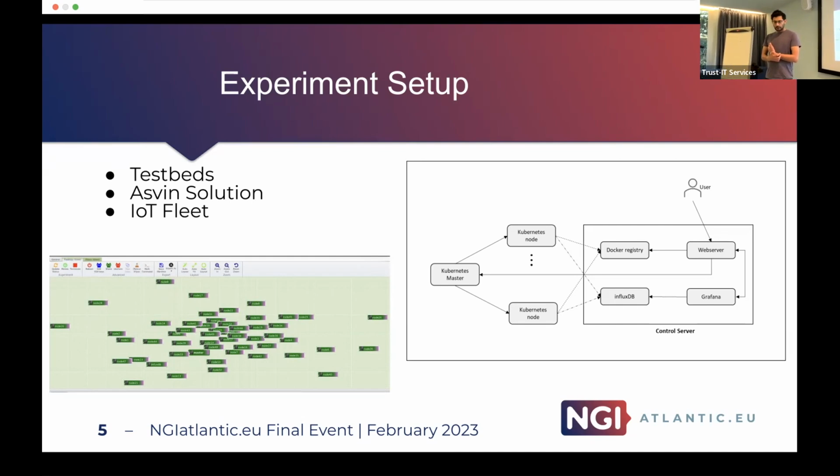In the experiment setup, there were 3 main components. One was the testbed, Virtual Wall and the BRIDGES testbed. Then there was the Ashwin solution for generating the PUF, for authenticating and bootstrapping the devices. And the third was this IoT fleet that we simulated using the container application.